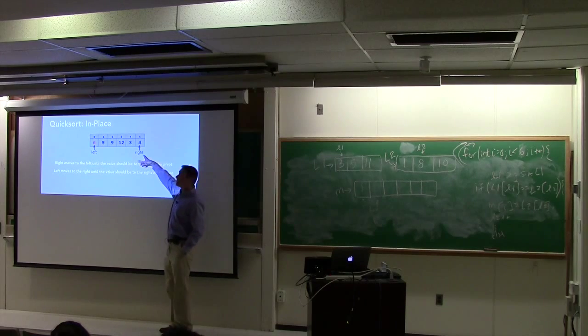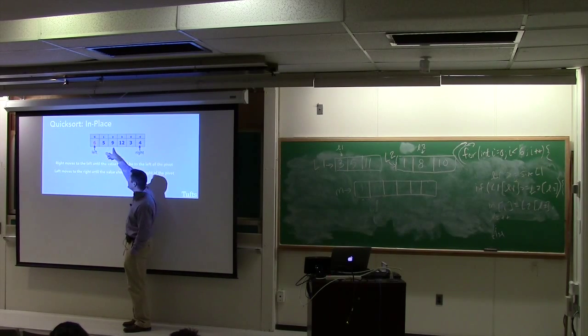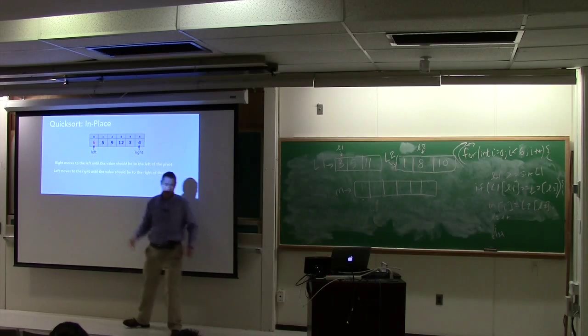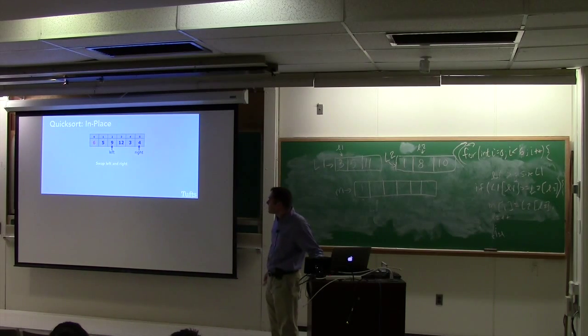Once you've got right on a value that's supposed to be to the left of the pivot, you do the left going the other way until it hits a value that's supposed to be to the right of the pivot. So we're going to take left, and we're going to say 6 does not need to be to the right of 6. 5 does not need to be to the right of 6. 9 needs to be to the right of 6. So you're going to keep moving that over there.